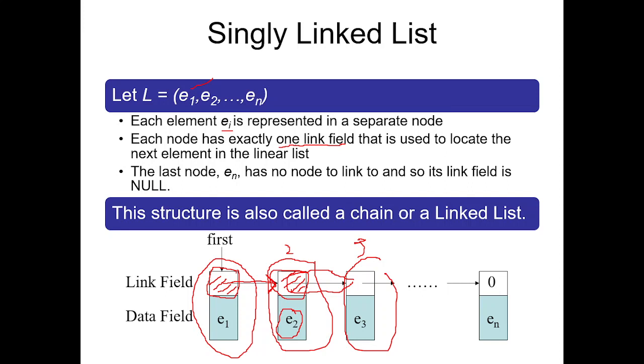So similarly, in a linked list, every node has exactly one link field. This is a singly linked list that we are talking about. Singly linked list means each node is linked to a single node. If we look at this node E1, it is linked to this node. It has only one link field, which is basically a pointer, and this pointer stores the address of the next node. So this creates this link.